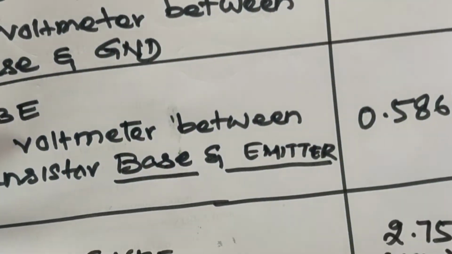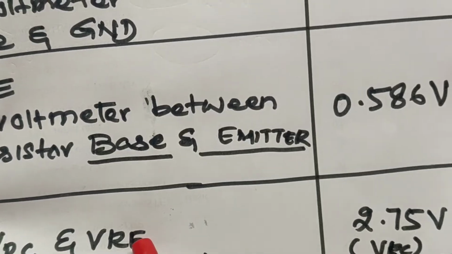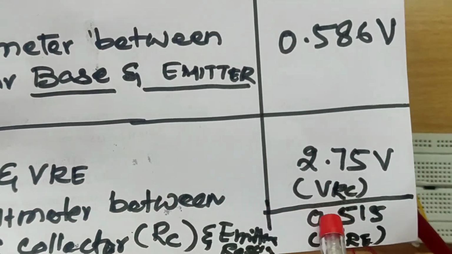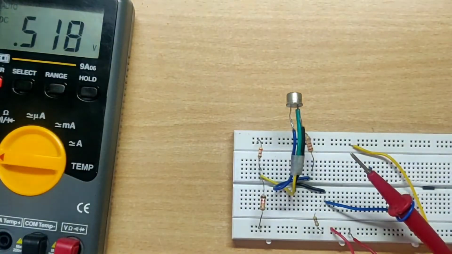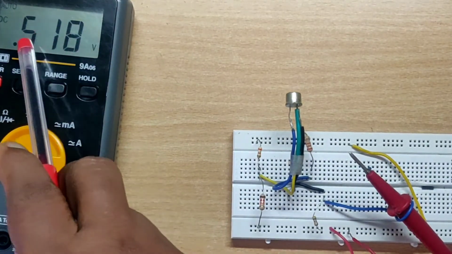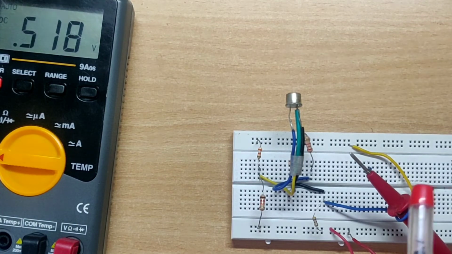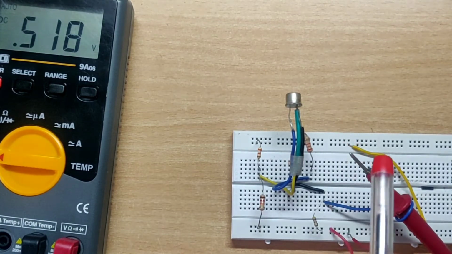Okay, now you see that VRE, the voltage across the emitter resistor with respect to ground. So we have to get 0.5 something, and see, exactly I got 0.518 something. So this shows that our amplifier circuit is working and designed properly.